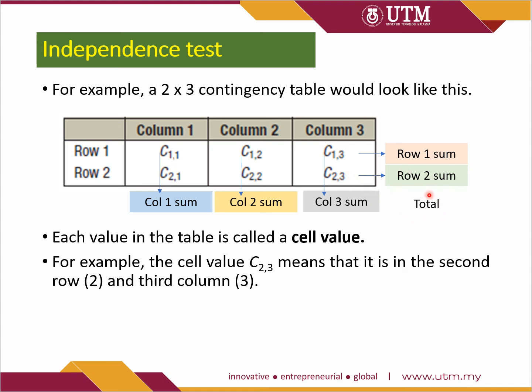The total of these cell values should be the same, which means that the summation of row 1 and row 2 should be equal to the summation of the column 1, column 2, and column 3 sums. That will be the total of our sample.